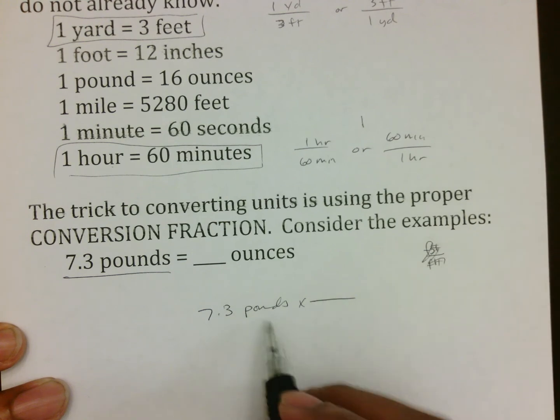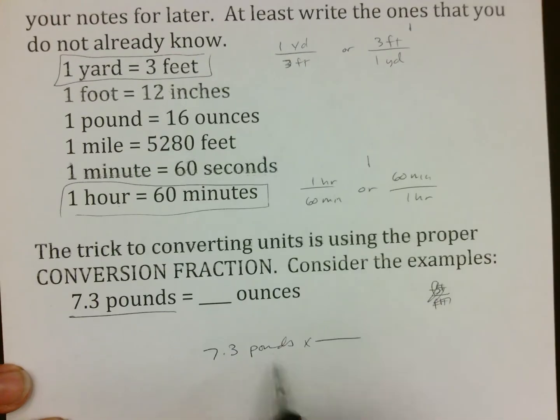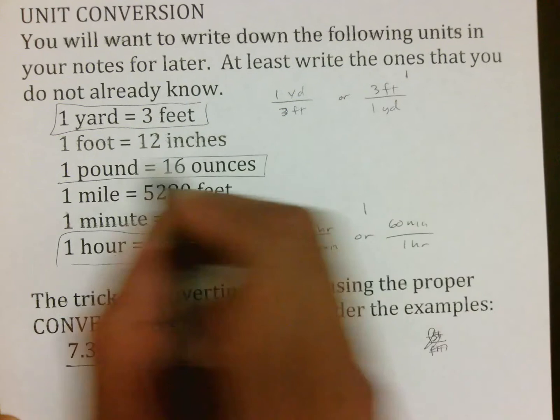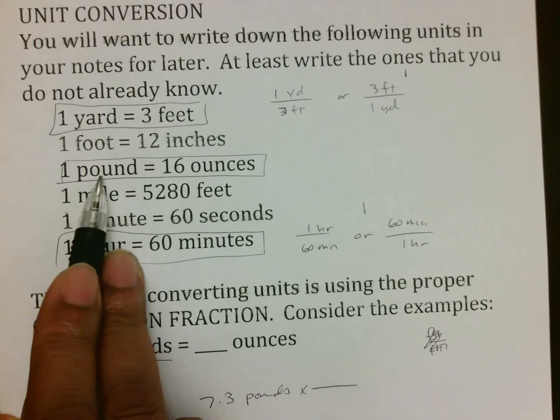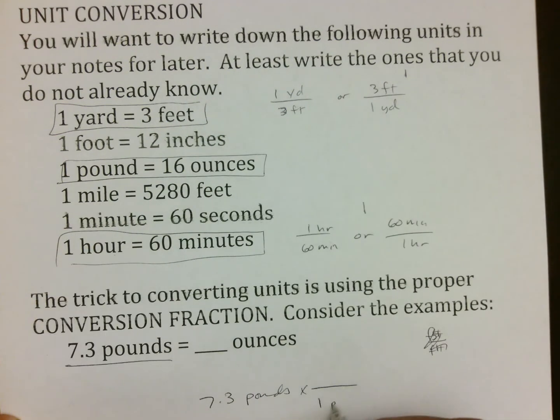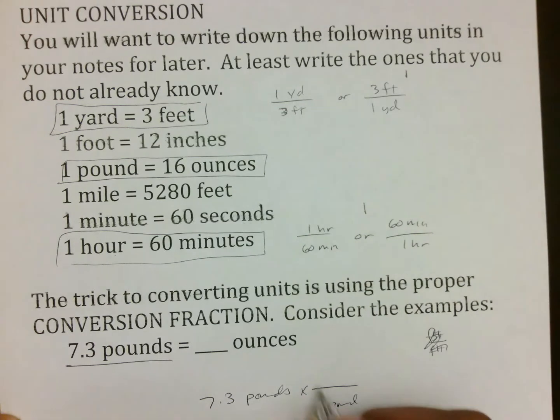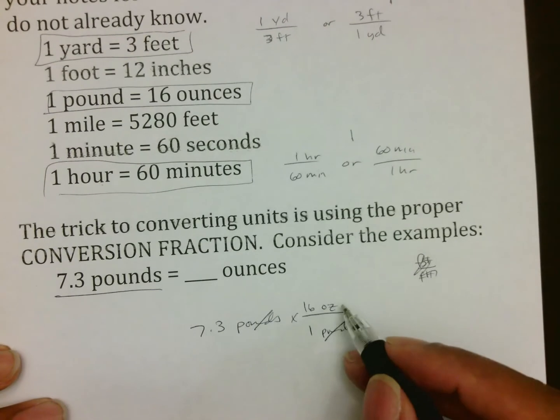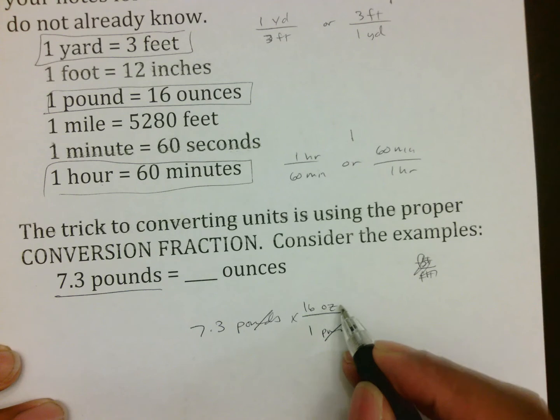So what we're going to do is, in order to eliminate pounds, we need a fraction that has pounds on the bottom. And of course, if you're looking at this one, it means that this one should go down here, 1 pound, and 16 ounces should go on top. Again, that's because if pounds is here, you want to cancel it by putting pounds on the bottom, which gets rid of it, and then leaves ounces, which is what we're looking for on top.